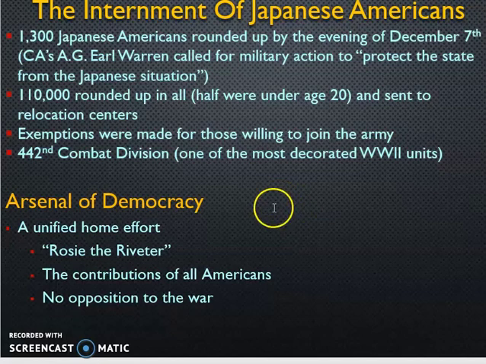But we are in World War II, the arsenal of democracy. Women are doing an incredible amount of the work, so that's where Rosie the Riveter comes in. All Americans are contributing, and this war is unique in that, because fascism is so evil, and what Hitler and the Japanese were doing was so evil, there was no opposition to this war.